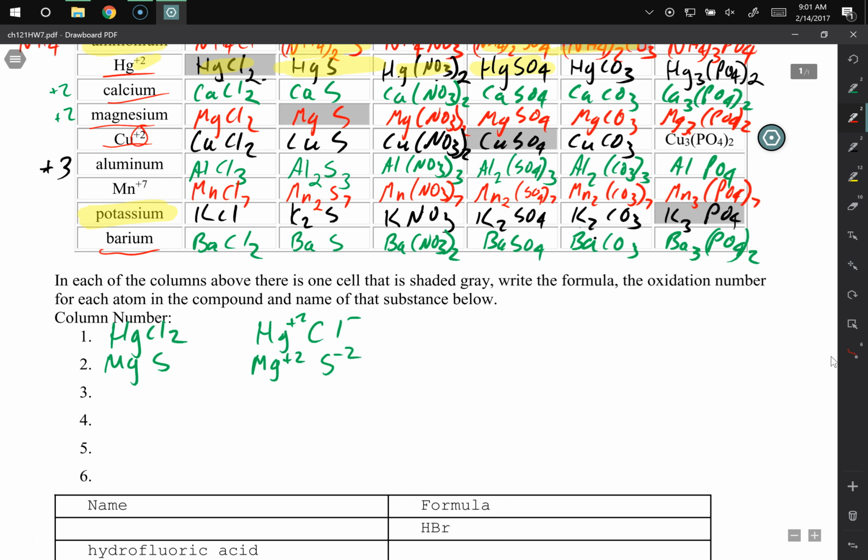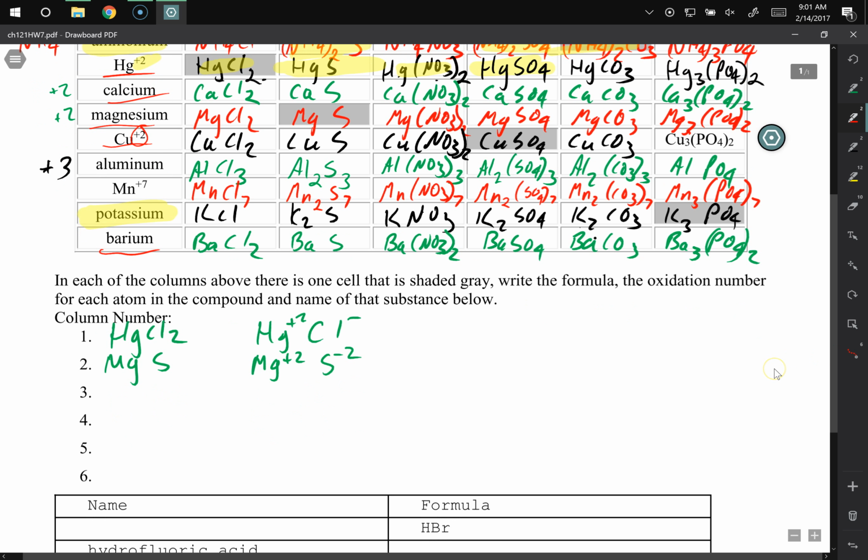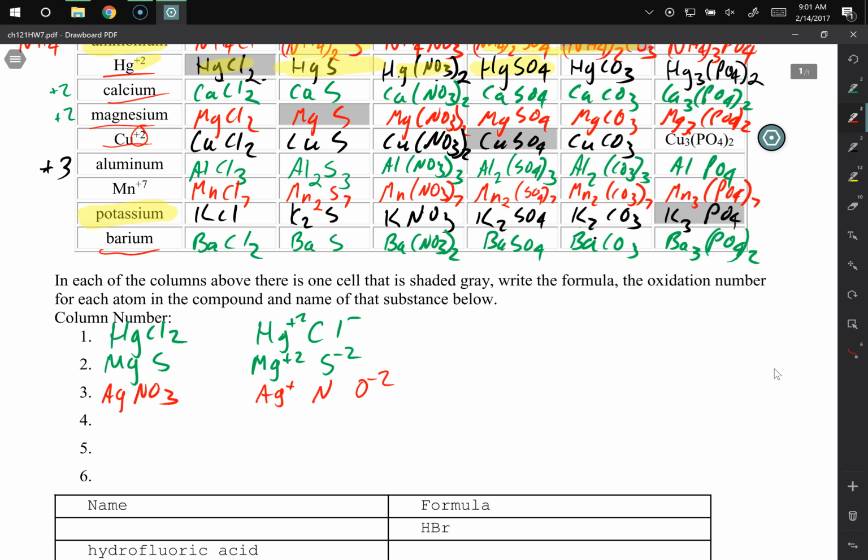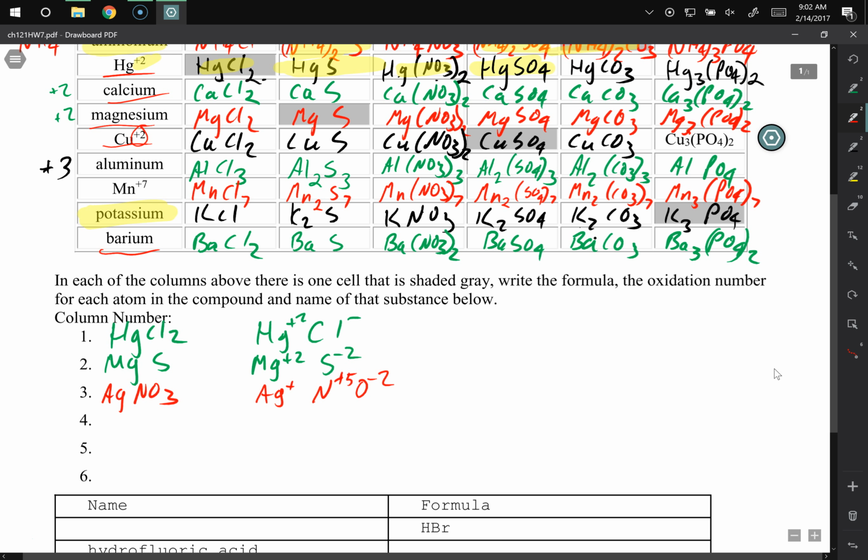Okay, so the third column, what was that? Silver nitrate. So AgNO3. So the silver's charge is always plus one. Not sure about the nitrate's or nitrogen's charge, but what's the charge on the oxygen? Minus two. So if it's minus two, minus two, minus two, that's minus six charge. Then I've got a plus one, so that cancels out one of the six, leaving me with five negative charges to cancel out. So what's the nitrogen's charge got to be? Plus five. Okay.